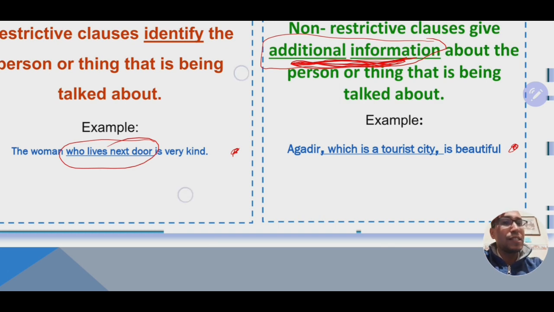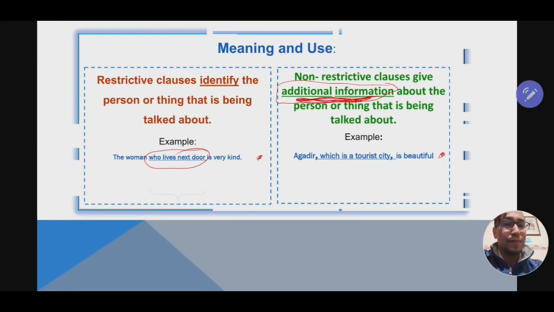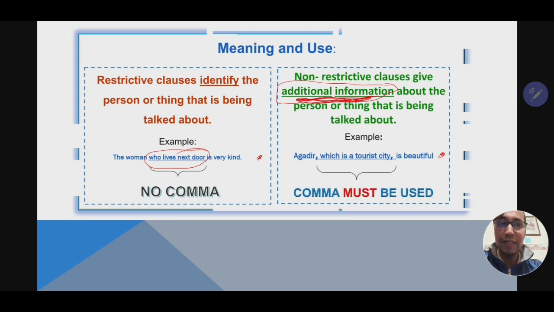Yes, first difference is we have no commas in the first one, and in the second one, non-restrictive, we must have commas. It's very important to have commas because it's not important to have that clause, which means, as I said before, Agadir is beautiful. We can do without "which is a tourist city." We can delete it because it's not important.